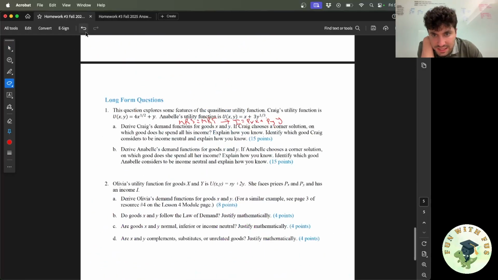The next piece is if I were to choose a corner solution, on which good would I spend all of my income? It's kind of an interesting one. I'm trying to vibe it out from the utility function, and I would assume that at a higher amount, I would only want to buy Y, and at smaller amounts, the X is way better. But I guess it kind of depends.